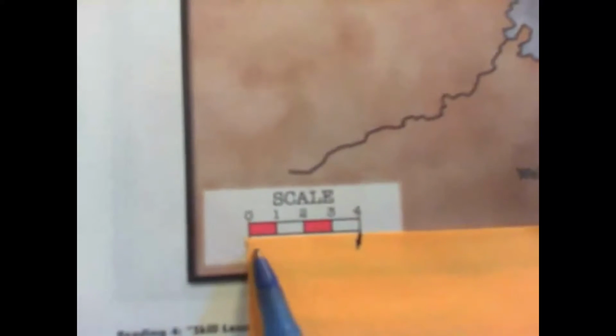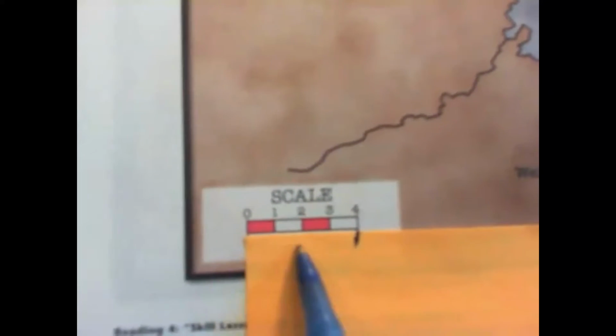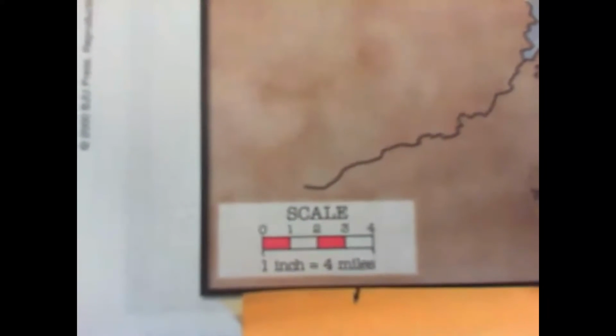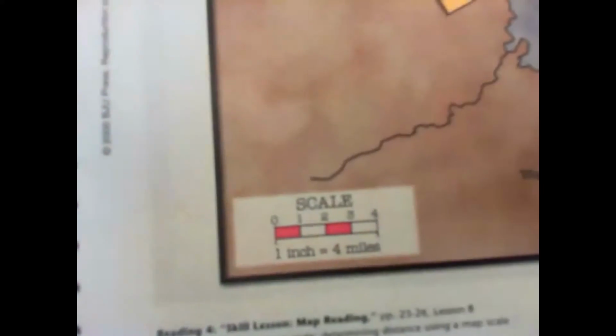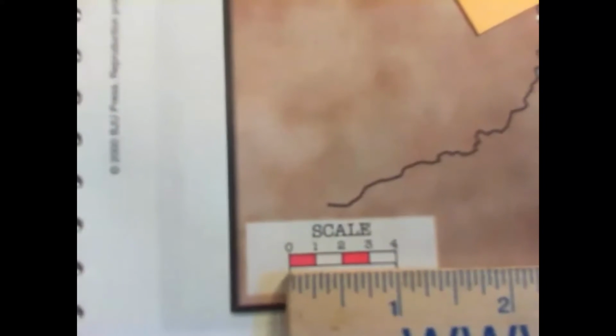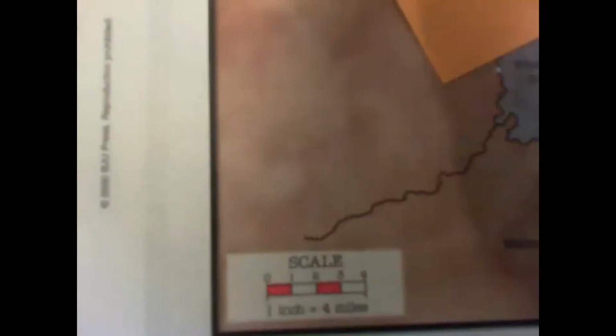All right, so that means that this is 1 inch, and that equals 4 miles. See how I marked it? And I don't really need a ruler. I know that this is 1 inch. And I know that, see there? That's 1 inch. Okay? All right, so now we know that, and this piece of paper is a little bit easier to use.